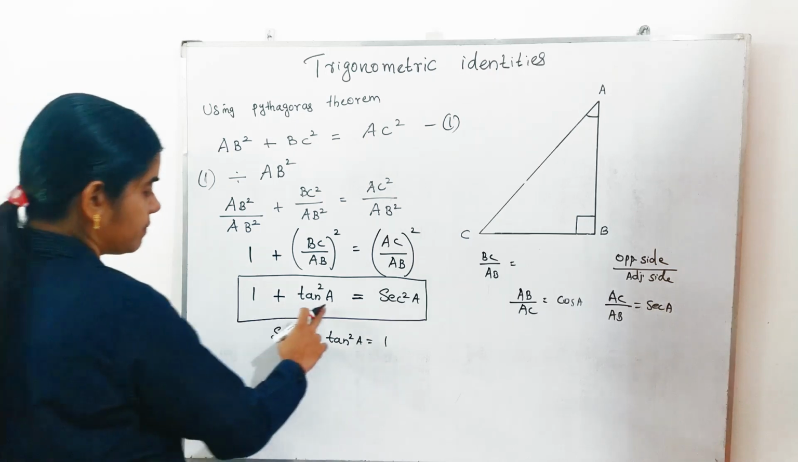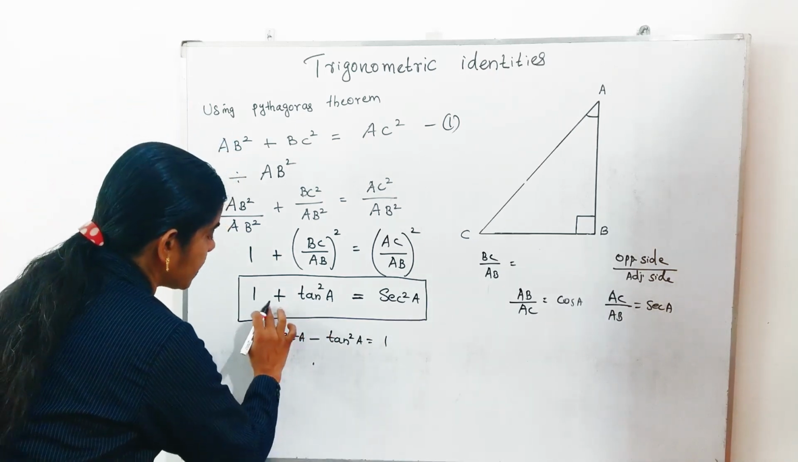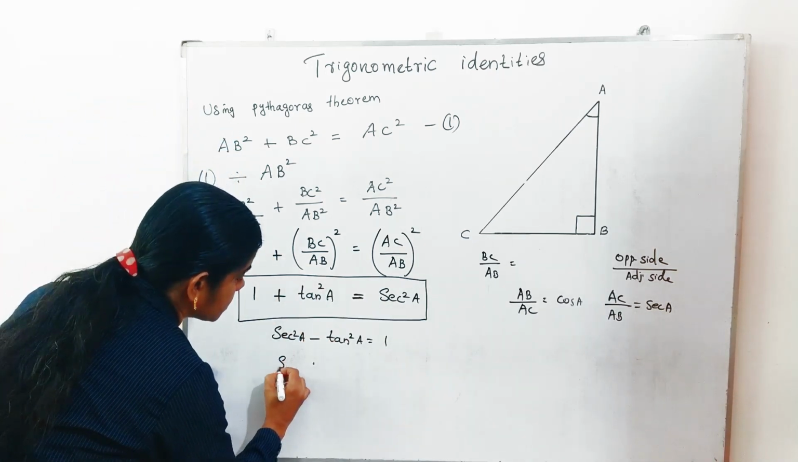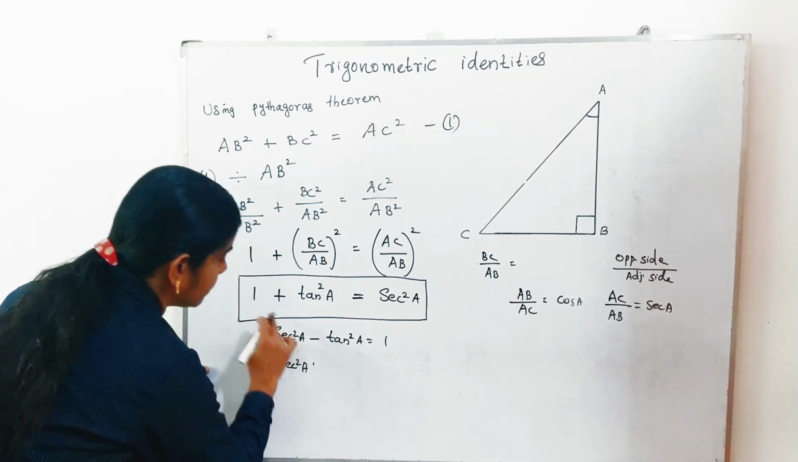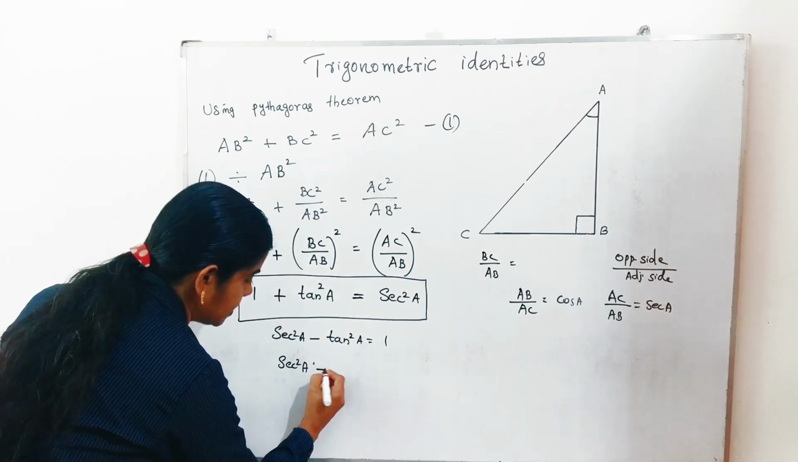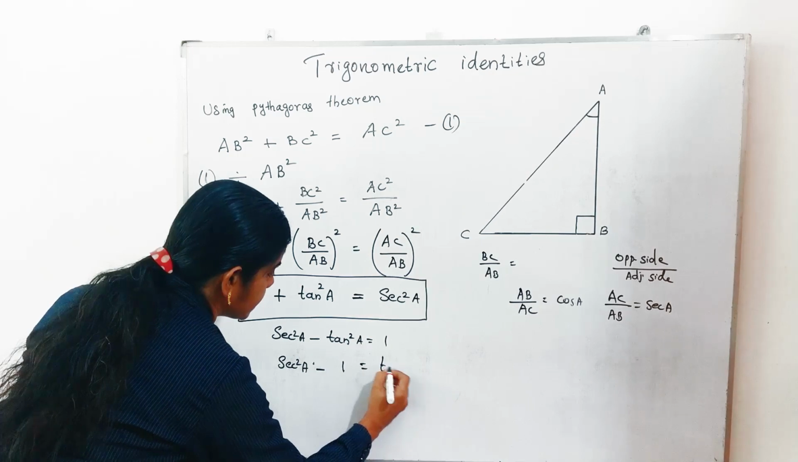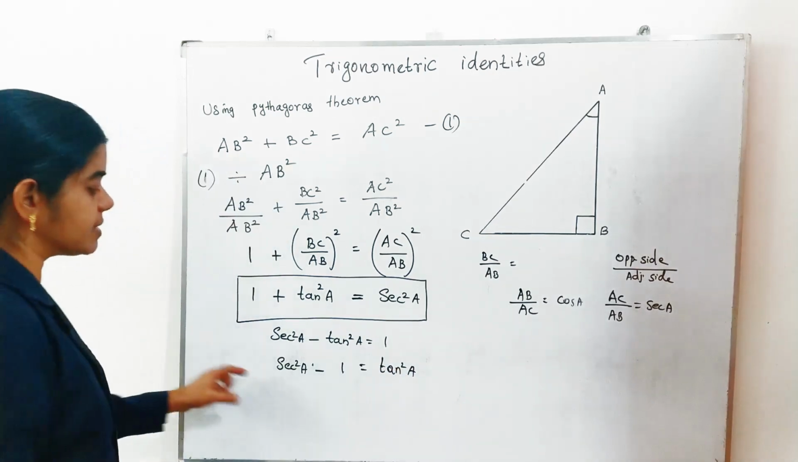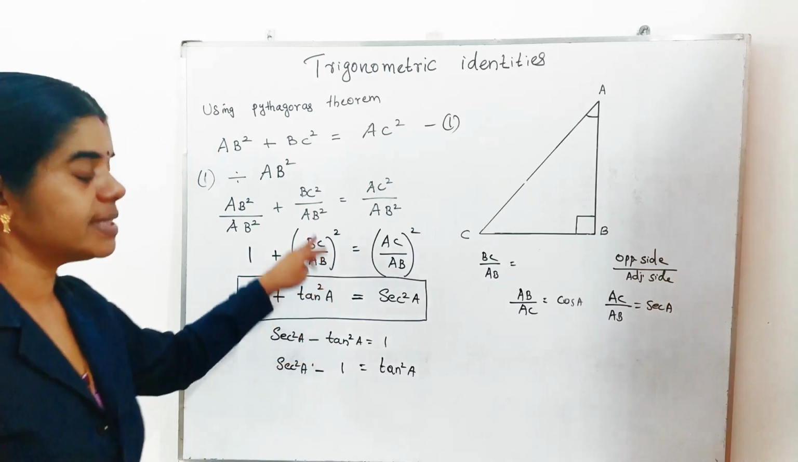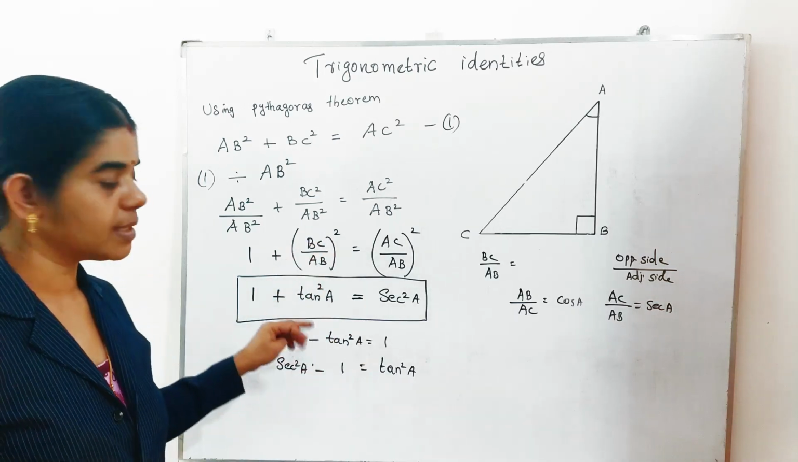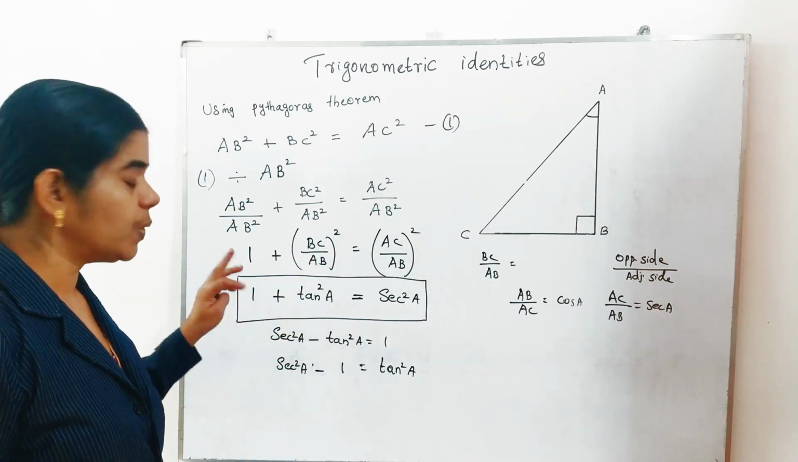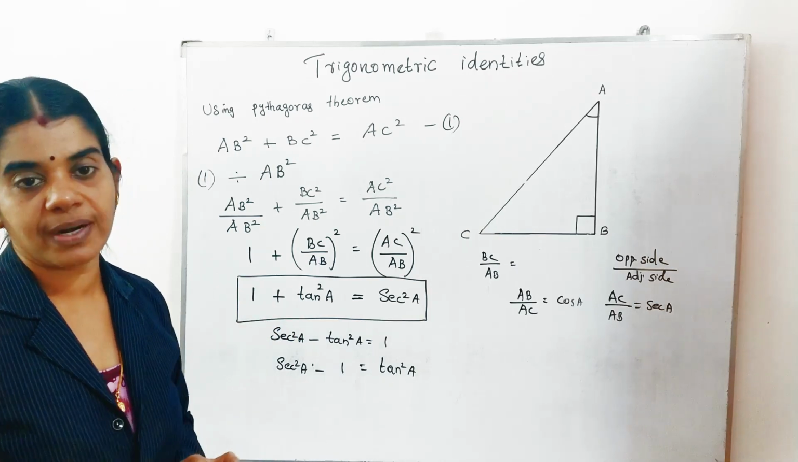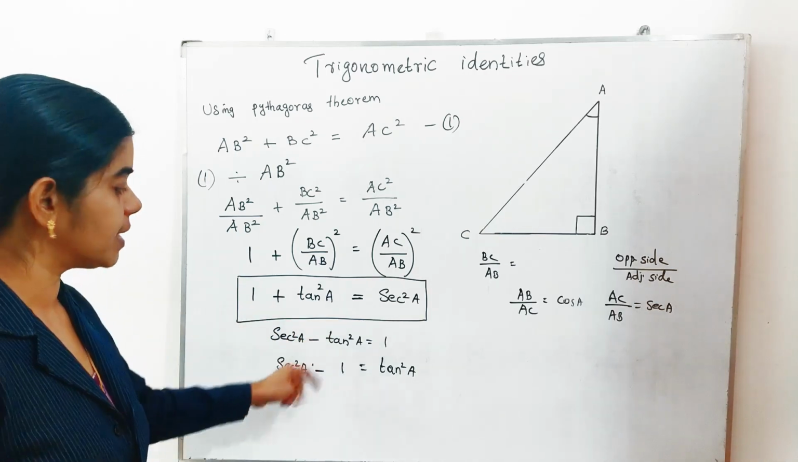One more identity we can write: sec square A minus 1. Sec square A is already there, plus 1 I am taking there. Sec square A minus 1 is equal to tan square A. These are the three identities using this one. So you should study at least one, then you can form the other two also.